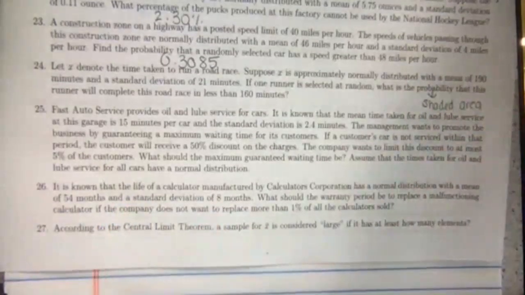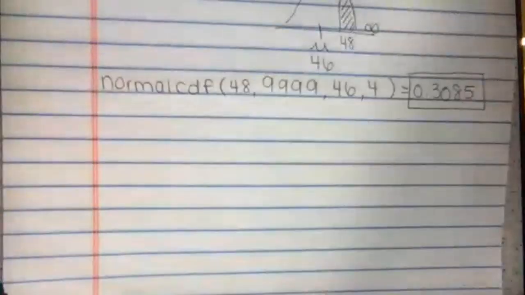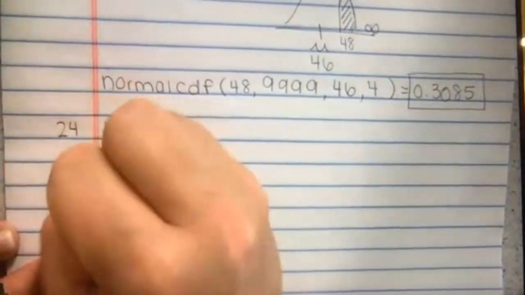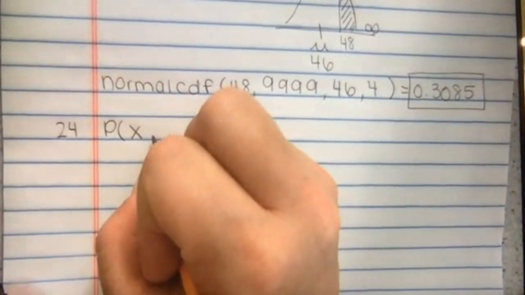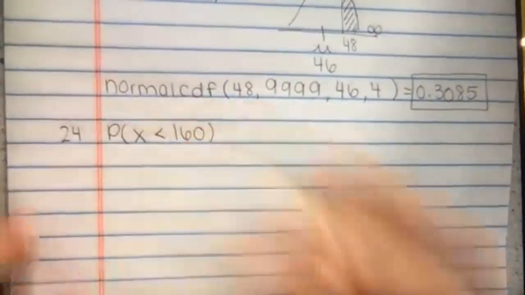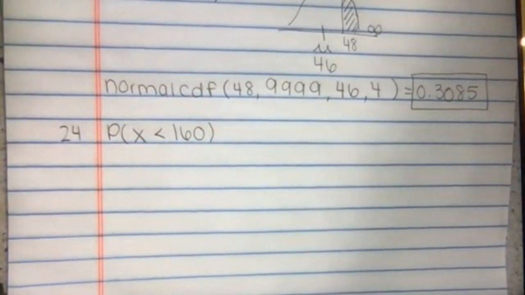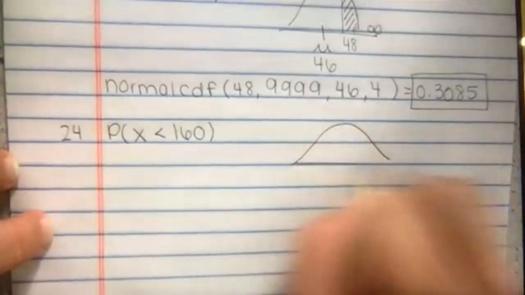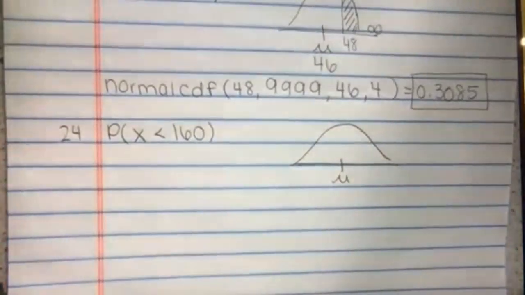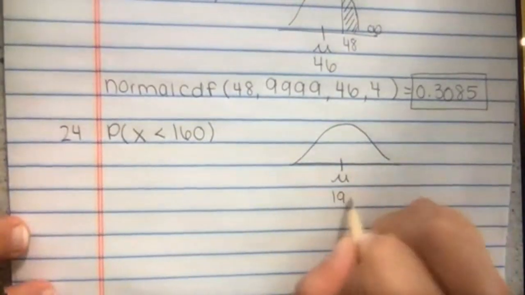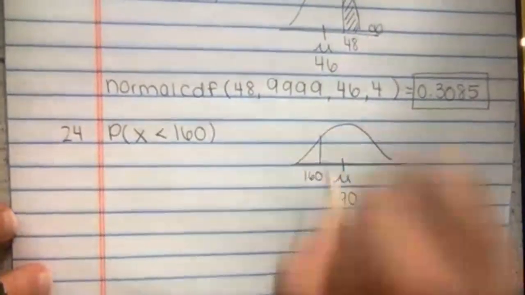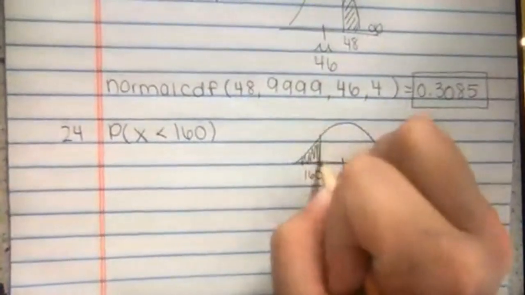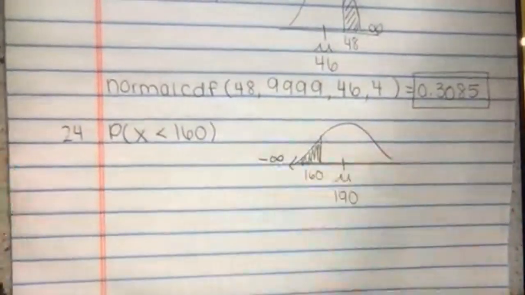That this runner will complete the road race in less than 160 minutes. So, going to 24, what's the probability that this runner, this X value, will complete it in less than 160 minutes? So probability that X is less than 160. Same thing, here's our nice little picture. In the middle is our mean, which they told us in the problem is 190. So that means 160 is going to be smaller, so on the left-hand side. We're saying that X is less than that, so we're having a left tail. Our tail's going to go on forever towards negative infinity.